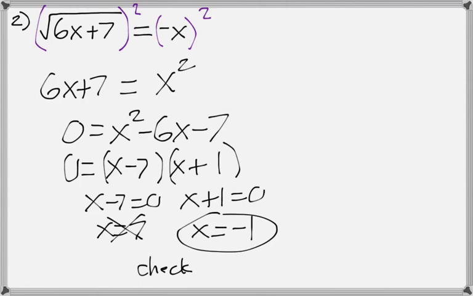So on these you could have two answers, you could have one answer, or you could actually have no answers. If these both don't work out, then you would put no solution. But on this one, negative 1 does work.